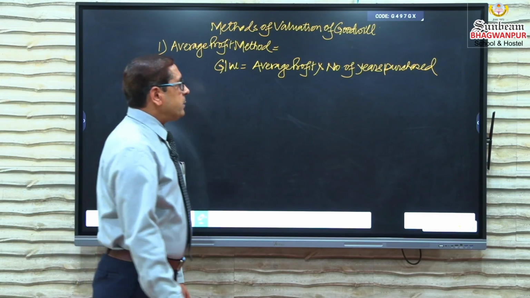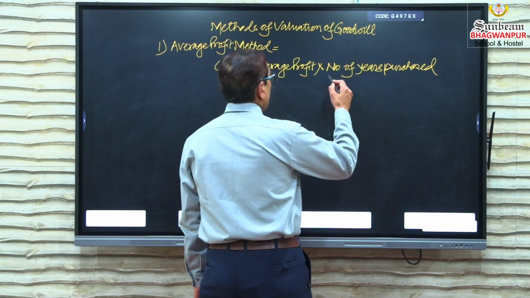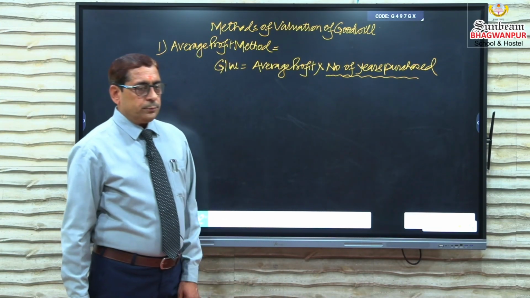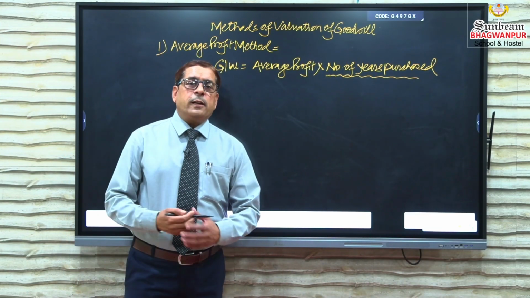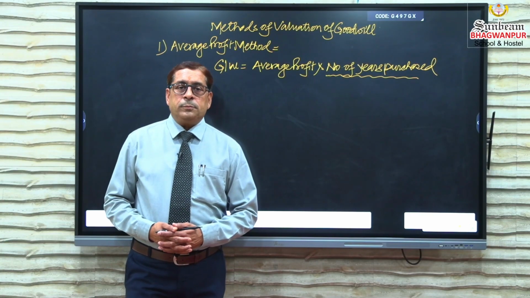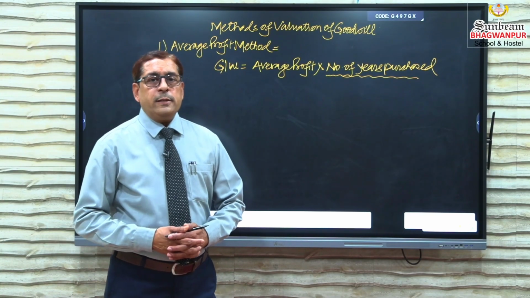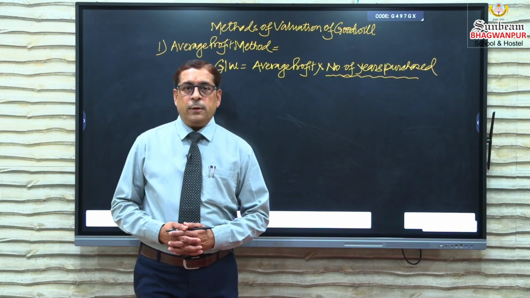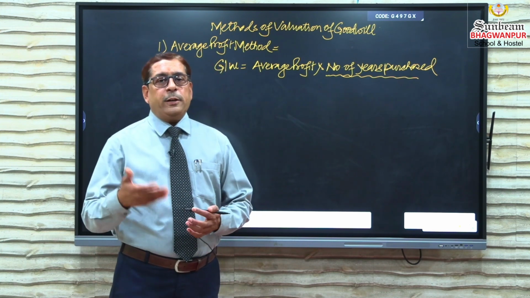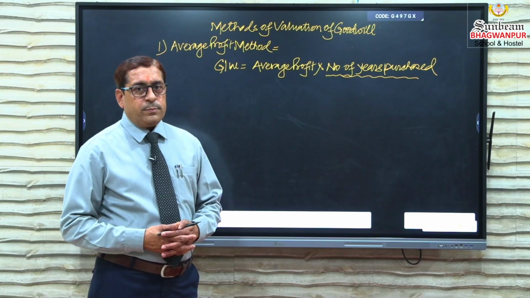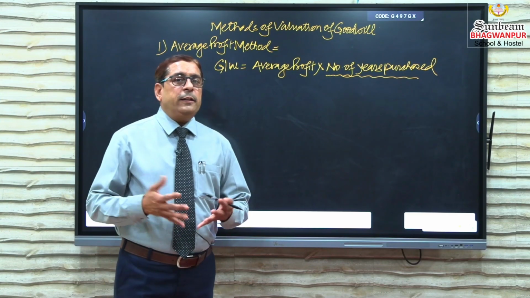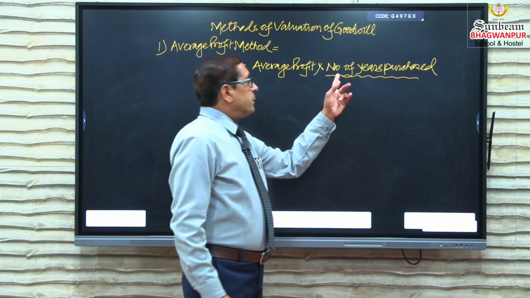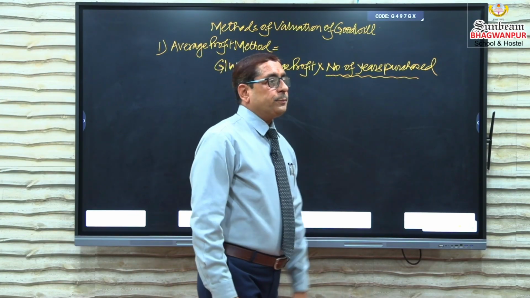Now the question is, what is this number of years purchased? It is generally believed that the buyers of a business get the benefits of seller's goodwill over certain period of time, over certain years, especially in the initial years. These years are called numbers of years purchased.